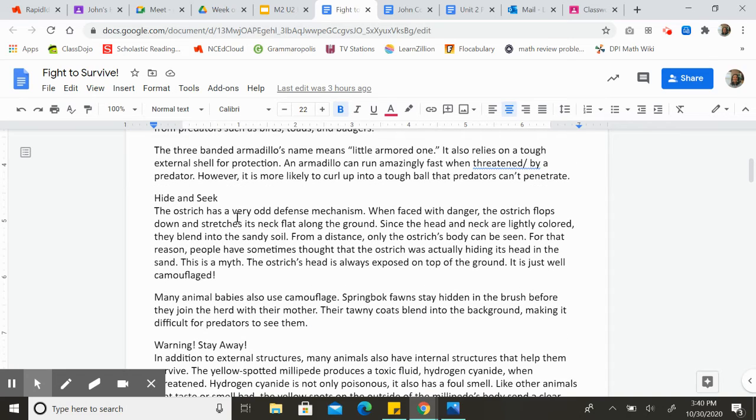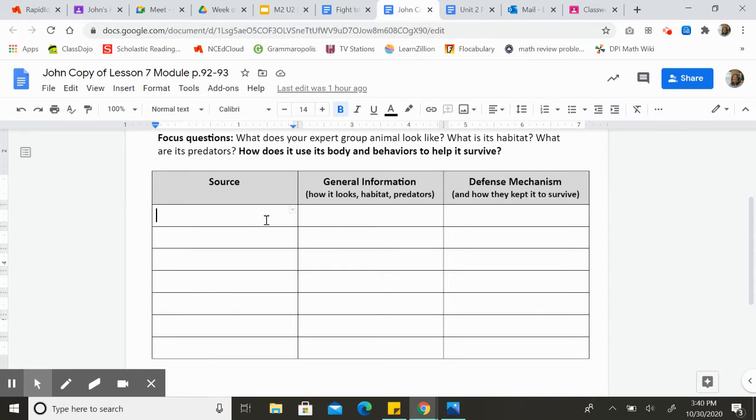Here's something: hide and seek. The ostrich has a very odd defense mechanism. When faced with danger, the ostrich flops down and stretches its neck flat along the ground. So you're going to circle this and you're going to go back to your graphic organizer. Okay, our source is where we got it from. So Fight to Survive. And that would be a defense mechanism. So it flops down and it lays its head against the ground so it looks camouflaged, okay? I will leave this blank because I'm writing about the defense mechanism.